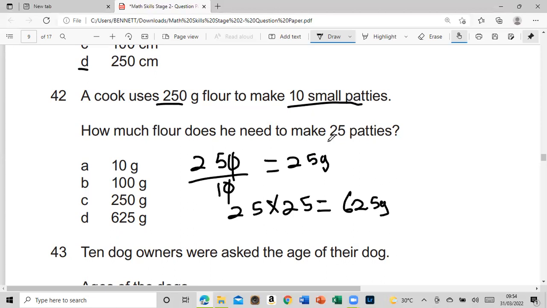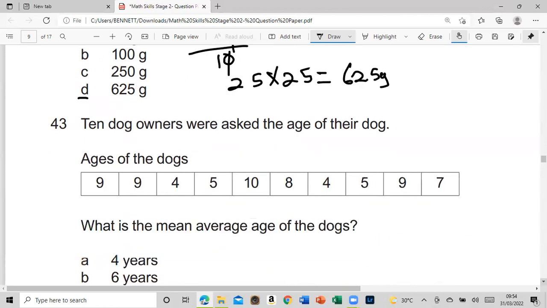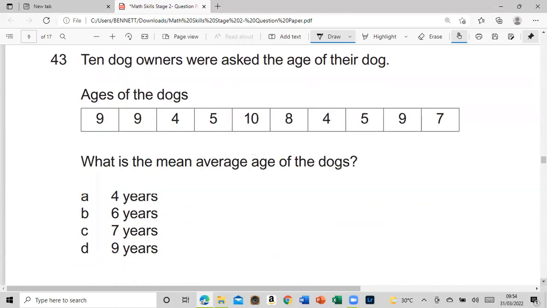Because it must take more grams to make 25 than 10. So that's 2.5 times. So we could just multiply by 2.5. Also, we could times 250 by 2.5. Guys, just reason the question, don't just answer the question. So you see me? Alright?